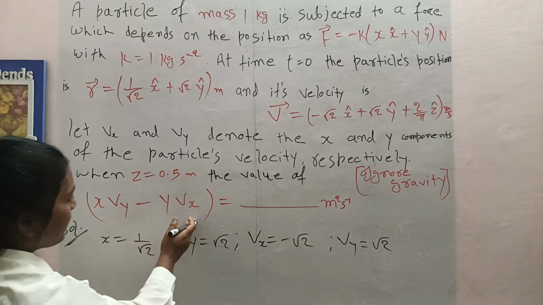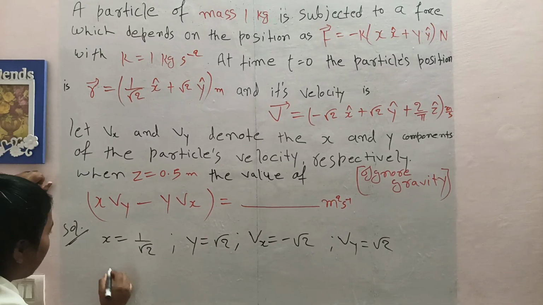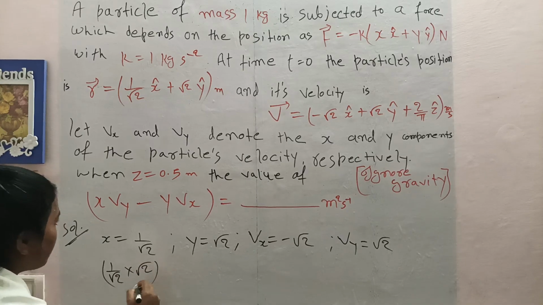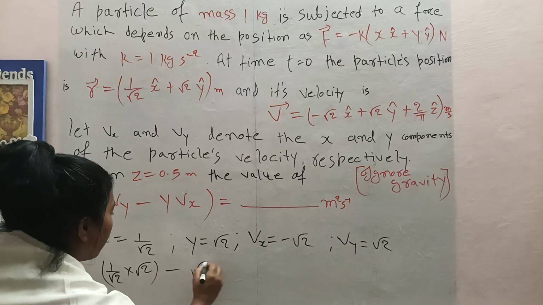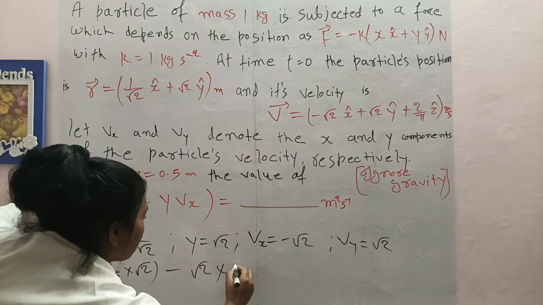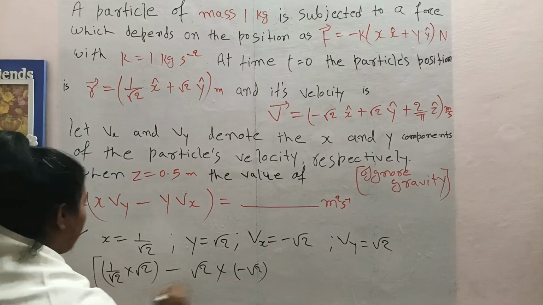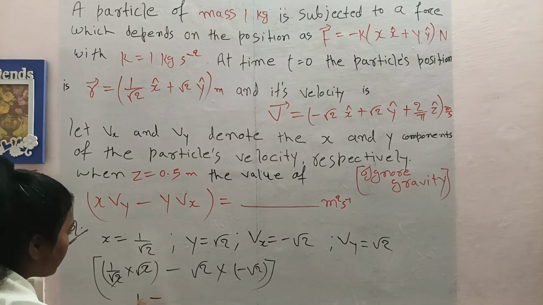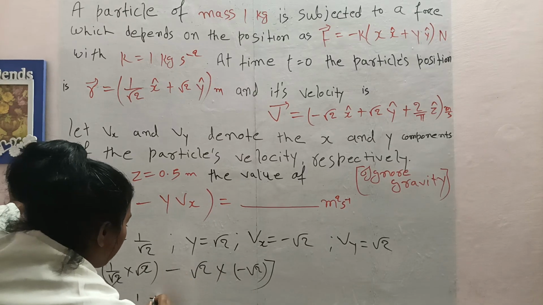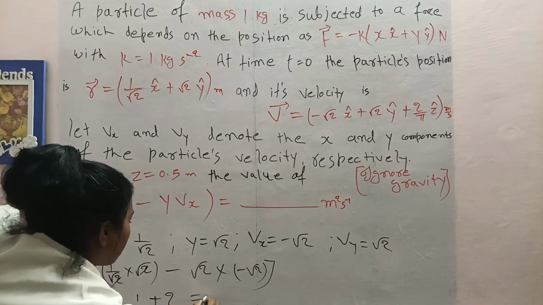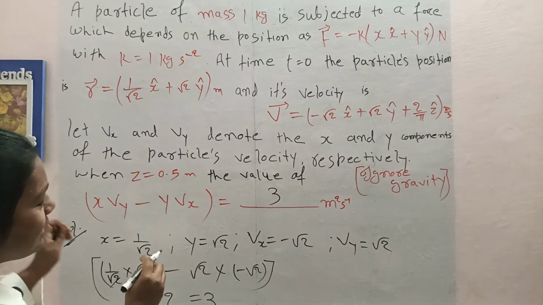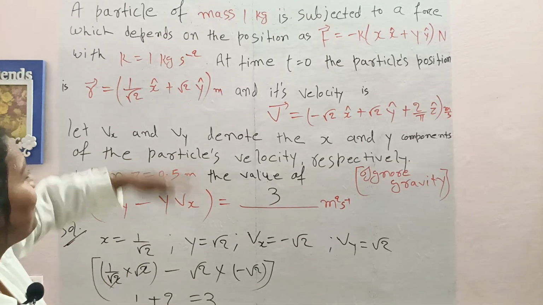Now simply put these values here and calculate. x Vy means 1 by root 2 into Vy, which is root 2, minus y, root 2, into Vx, which is minus root 2. This becomes, this cancels, 1 plus root 2 into root 2, which is 2, equals 3. This 3 will come up here. See how easy this question is, and it looks so big.